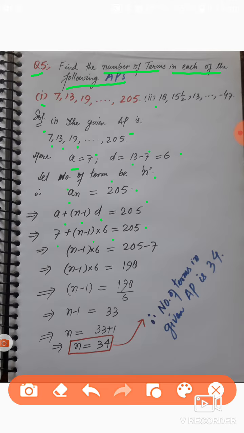n minus 1 into 6 will be 205 minus 7, by transposing 7 to the left hand side. n minus 1 into 6 will be 198, because 205 minus 7 is 198. n minus 1 will be equal to 198 divided by 6, dividing both sides by 6, so n minus 1 will be equal to 33, and n will be equal to 33 plus 1. By transposing 1 to the left hand side, n will be equal to 34. That is, the number of terms in the given AP is 34.